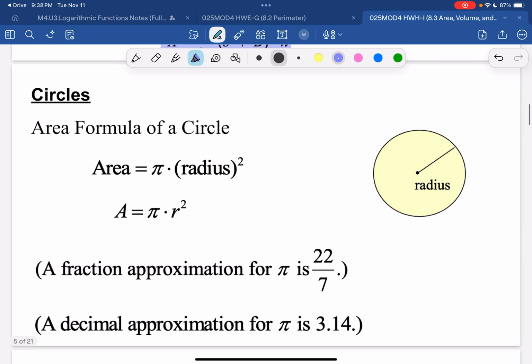The next figure we're going to look at for area is a circle. For the area of a circle, we're going to take pi and multiply that by the radius squared. Sometimes, remember, we may be asked to leave our answer in terms of pi, so an exact answer. But we also may be asked to approximate it. Remember, the fraction approximation for pi is 22/7, and the decimal approximation is 3.14. Remember, we're always using the radius to find the area, never the diameter.